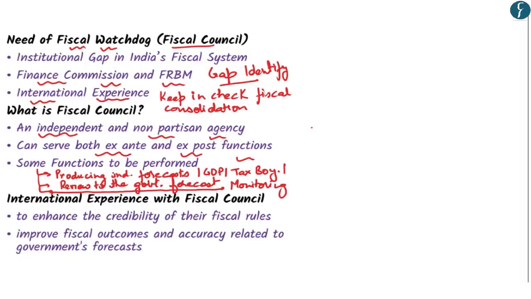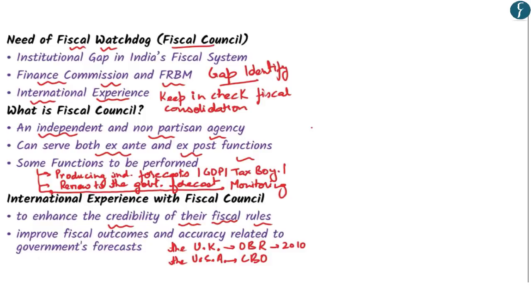Now, as far as this fiscal council is concerned, there is a lot of support from international experience as well. In recent years, an increasing number of advanced and some emerging economies are using independent fiscal councils in order to enhance the credibility of their fiscal rules. International experience suggests that fiscal councils can improve fiscal outcomes and the accuracy of the government's forecasts related to fiscal parameters. For example, the United Kingdom set up the Office for Budget Responsibility in 2010 and granted it statutory status in 2011 to provide independent analysis of the country's public finance. On similar lines, the USA has set up the Congressional Budget Office, which supports the budget making process by providing independent analysis of budgetary and economic issues.